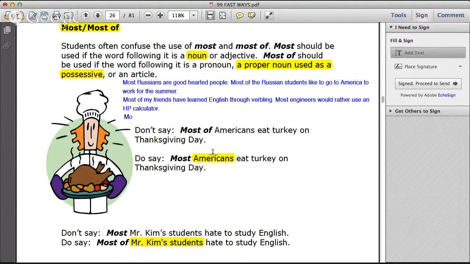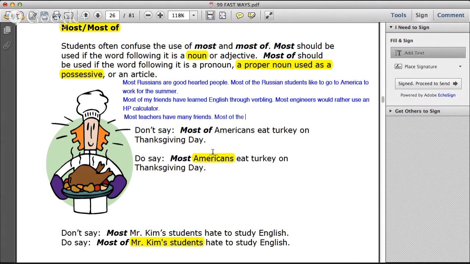Most teachers have so many friends. Okay, most teachers have many friends. Most teachers have many friends. So many? No, you would not say so many. Have many friends. And most of Spanish. Okay, keep going. Most of Spanish speakers live in South America. Okay, now we would need the article.